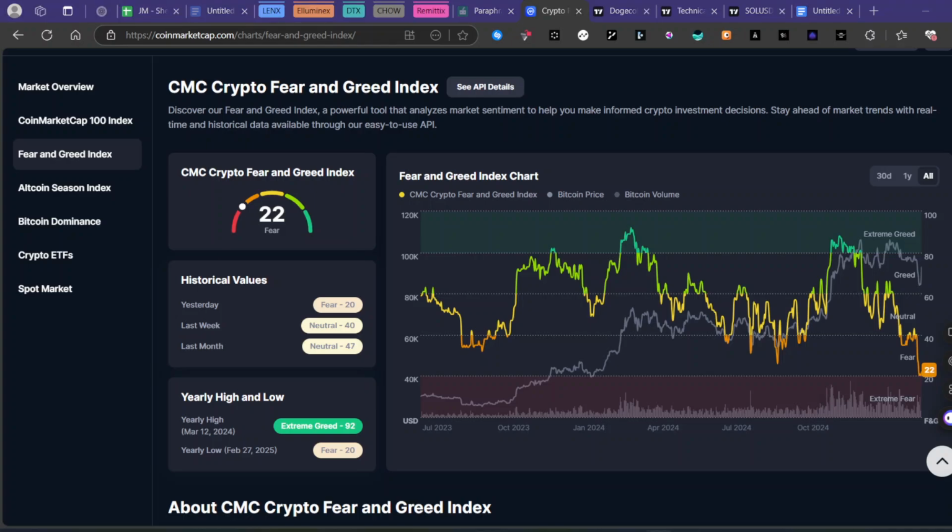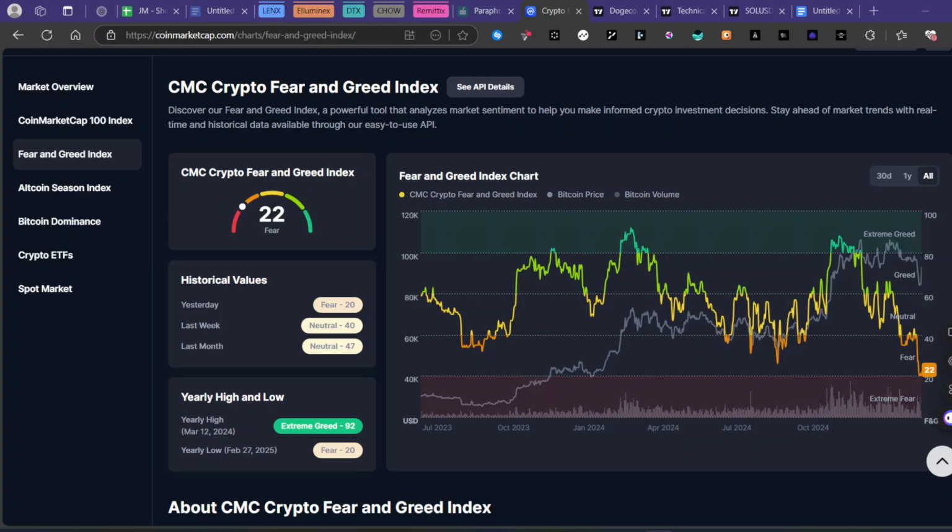Now talking about social media and news sentiment, it's important to note that market reactions to news, tweets, and global events also play a role in determining sentiment. So, by analyzing all these factors, the fear and greed index provides a comprehensive snapshot of whether traders are feeling anxious or overly confident.